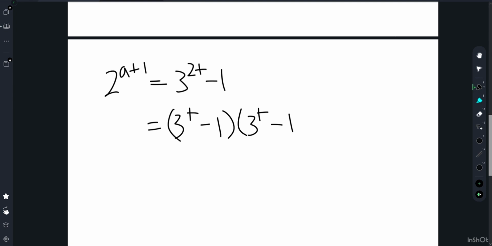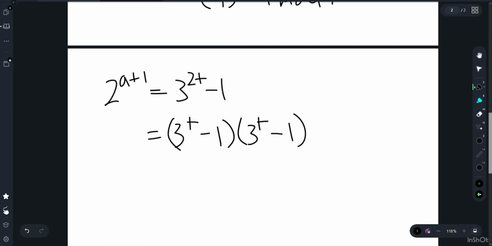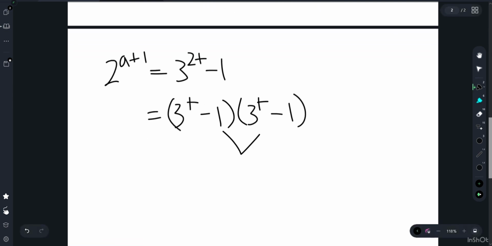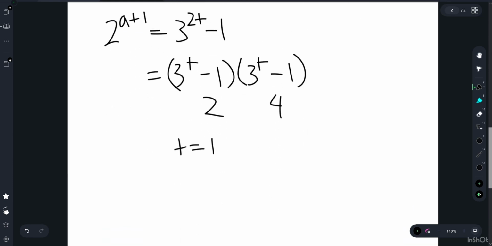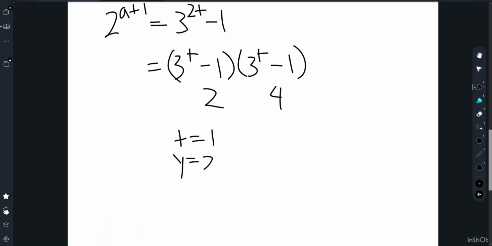We know that both of these have to be powers of 2, but they have gap 2. The only powers of 2 with difference 2 are 2 and 4. And so that means that t is equal to 1. This means that y is equal to 2, and this also means that a is equal to 2.